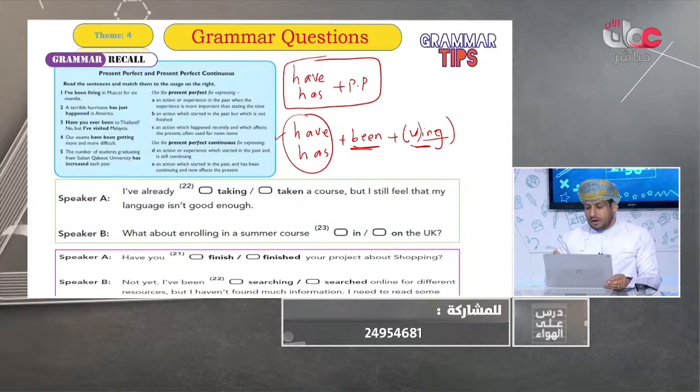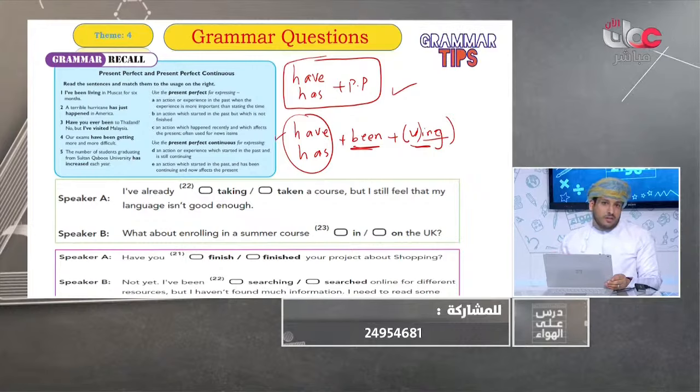Okay, here I can give you an example. I have done my homework. I have done my homework. After have, verb in the past participle. The past participle of do is done. But here you will say, for example, I have been doing my homework. I have been doing my homework. Okay, so this is very important.